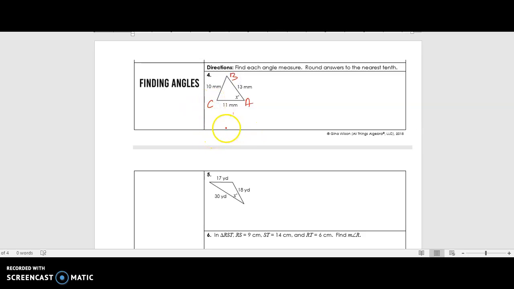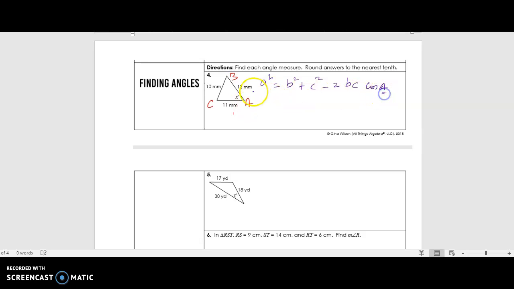Okay, so let's go ahead and put this in. So this would be A squared equals B squared plus C squared minus 2 times BC cosine of A.